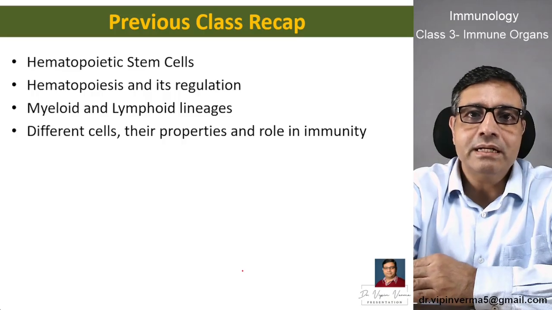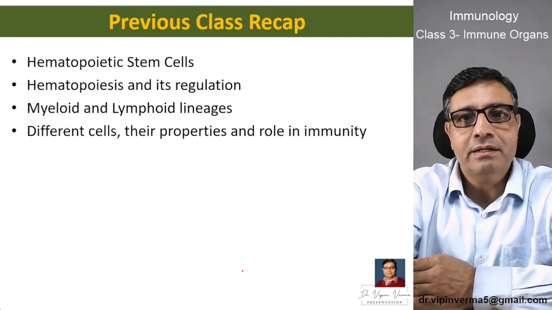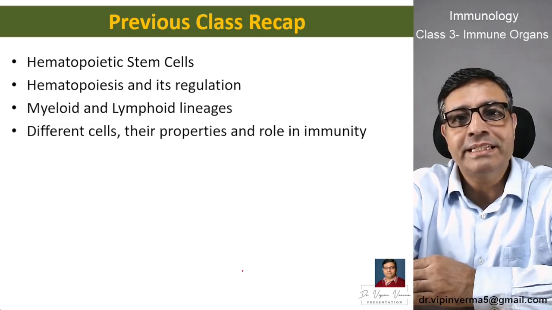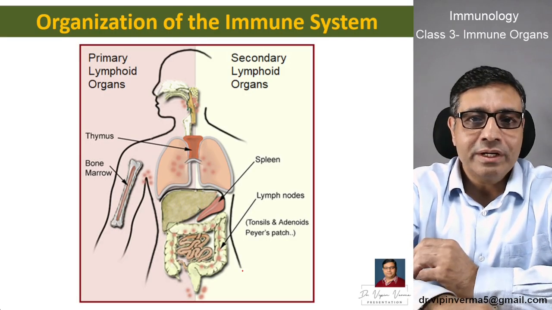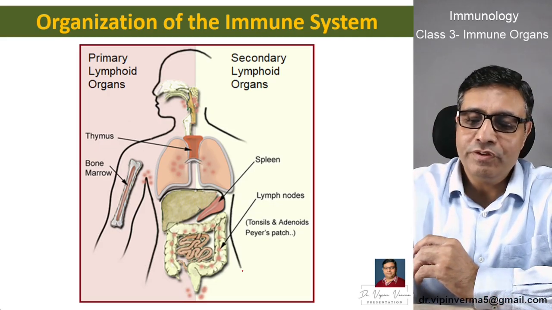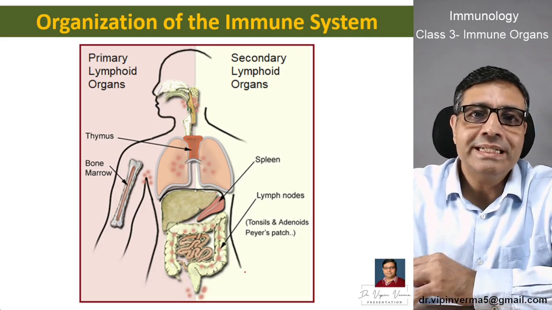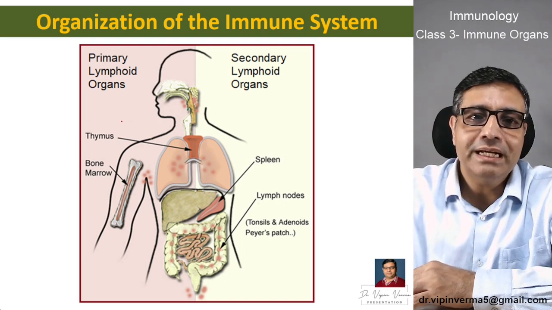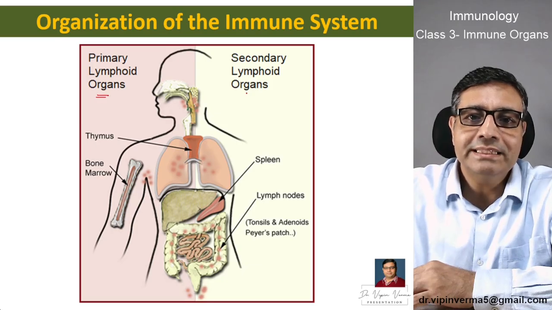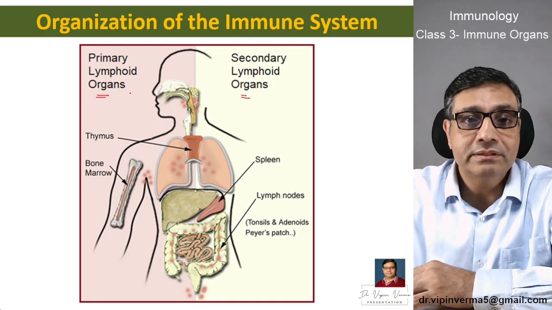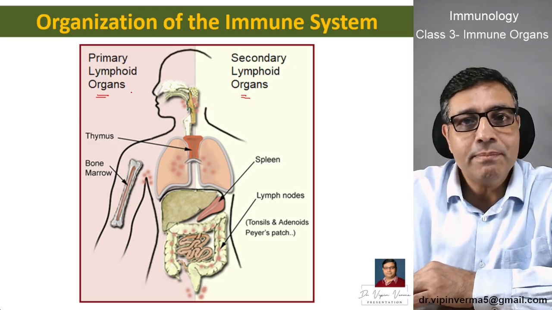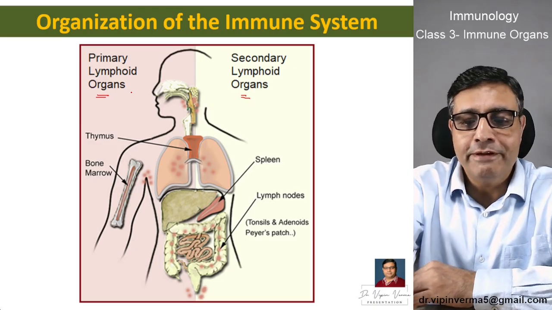Now, in this third class, we will be discussing the organs. So after the cells, we are moving one step ahead, and now we will be discussing different organs. Okay, let's begin. If we see the organization of the immune system, we have two categories of organs. One is known as the primary lymphoid organs, and the second category is the secondary lymphoid organs. Now, what is the difference between the primary and the secondary lymphoid organs?